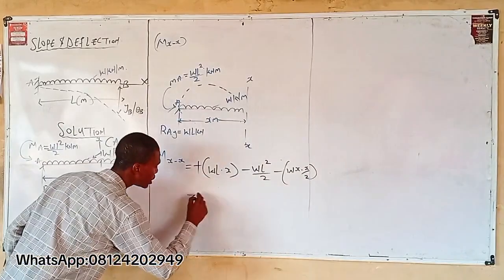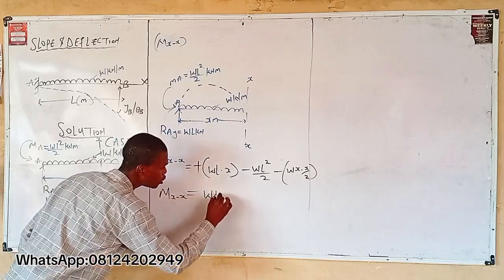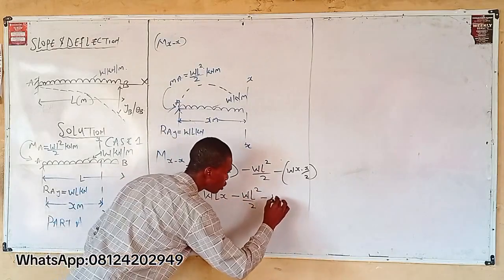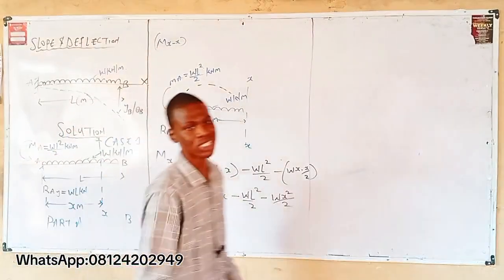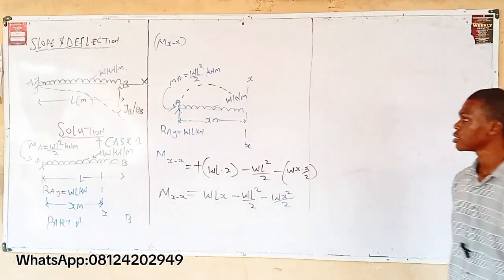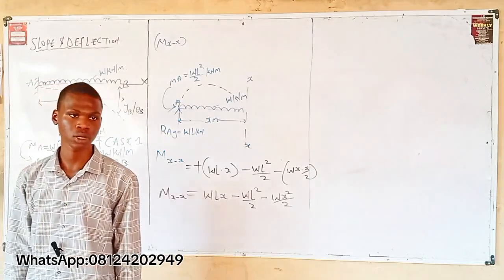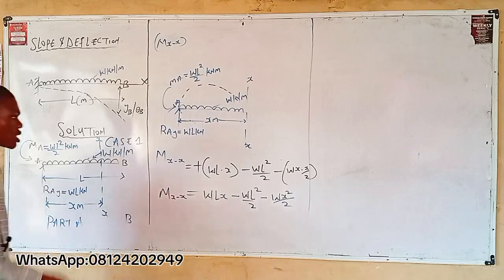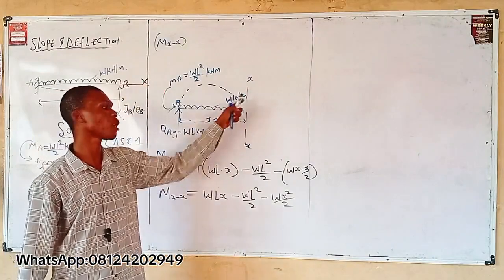Now let's solve this. Meaning that your MXX is equal to WLX minus WL square over 2 minus WX square over 2. What step is this? Step 3 or 2? Step 1 is calculate the support reaction. Step 2 is section the beam at a distance X from the left-hand support. Now, step 3. This is step 3: take moment about the point of section. Already, we've taken our moment. This is what we got.